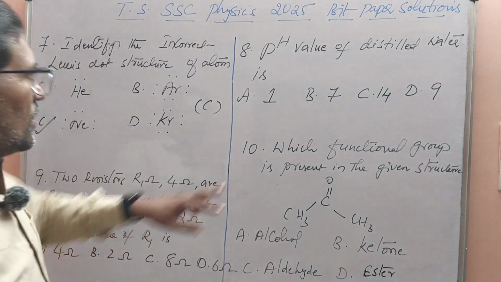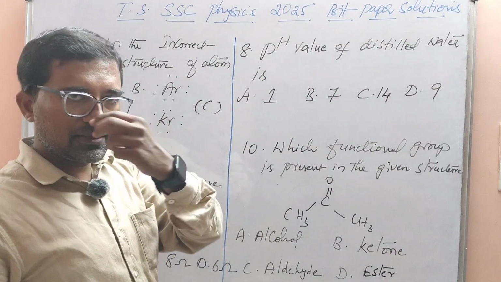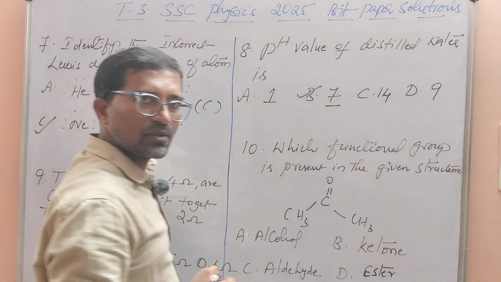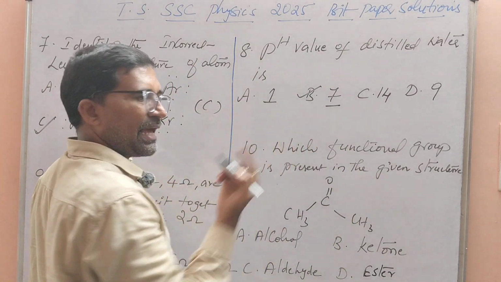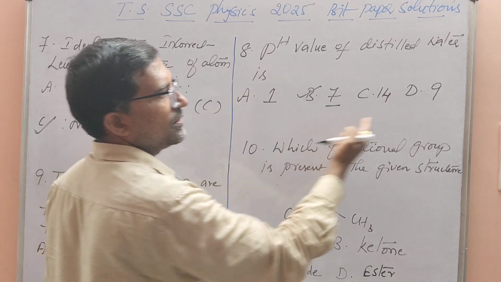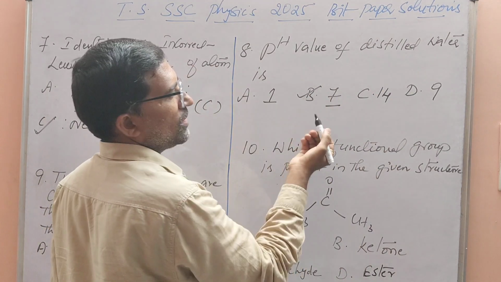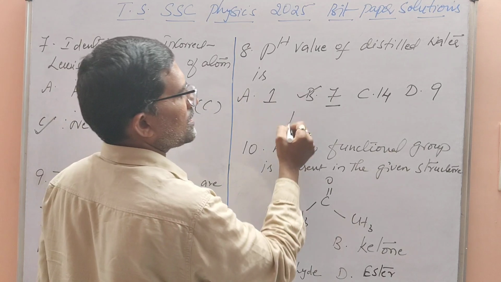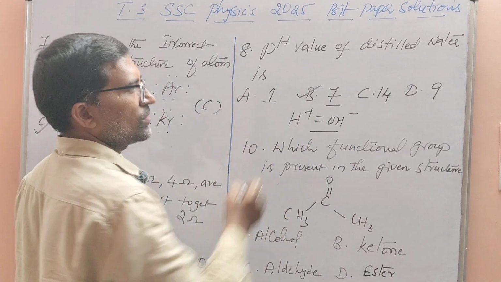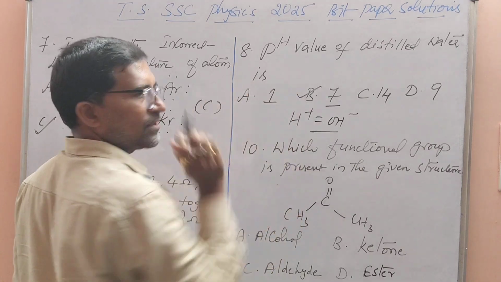Next one, the pH value of distilled water is... the right answer is B, 7. If the pH value is 1, it is a strong acid. If the pH value is 14, it is a strong base. And distilled water's pH value is exactly 7 because it contains an equal number of H plus and OH minus ions. So hence the pH value of distilled water is 7. This is the right answer.